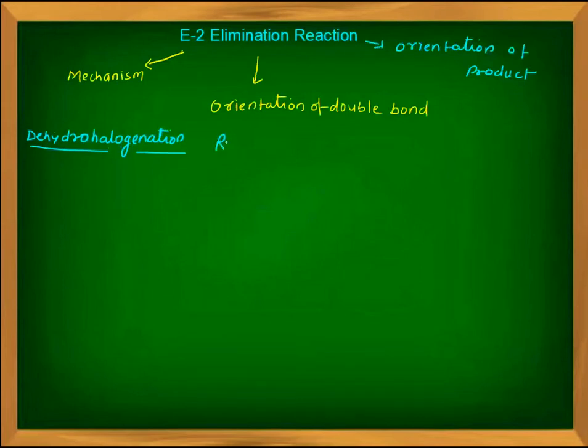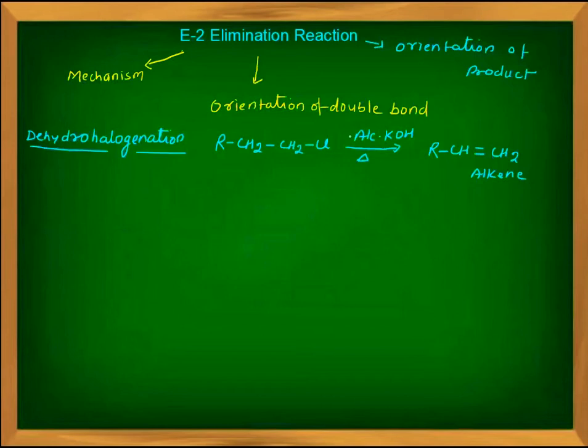Alkyl halide RCH2CH2Cl, when heated with alcoholic KOH, undergoes elimination reaction to give RCH=CH2, an alkene. This is an example of elimination reaction.